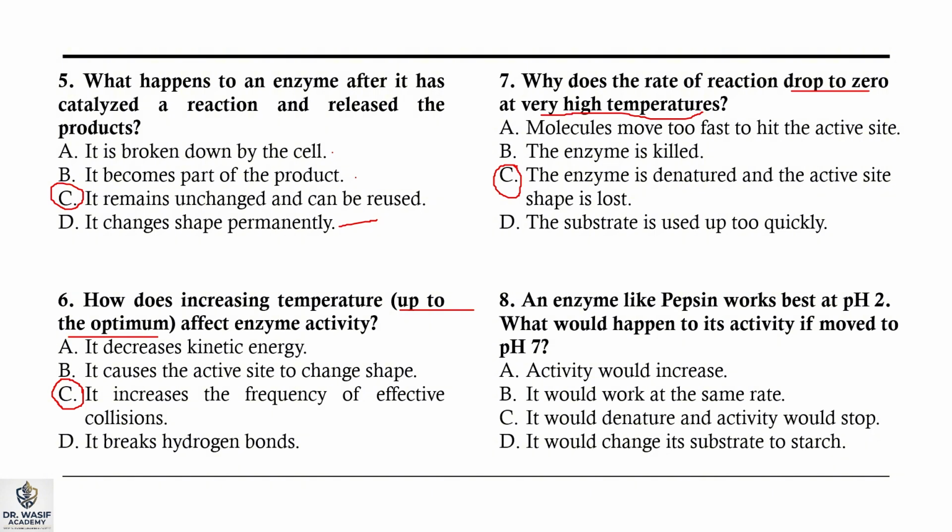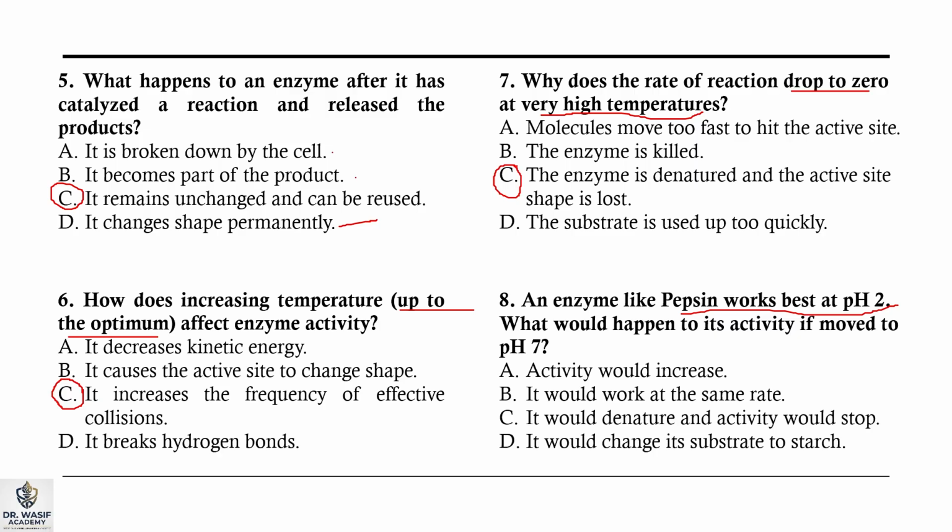Now let's move to question number 8. This one tests our understanding of pH specificity and how enzymes are uniquely adapted to their specific environments within the body. The question is, an enzyme like pepsin works best at pH 2. Okay, pepsin works best at pH 2. What would happen to its activity if moved to pH 7?